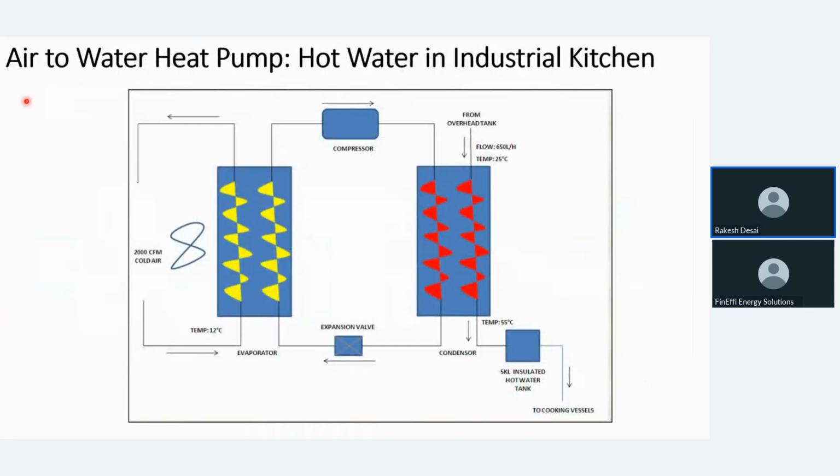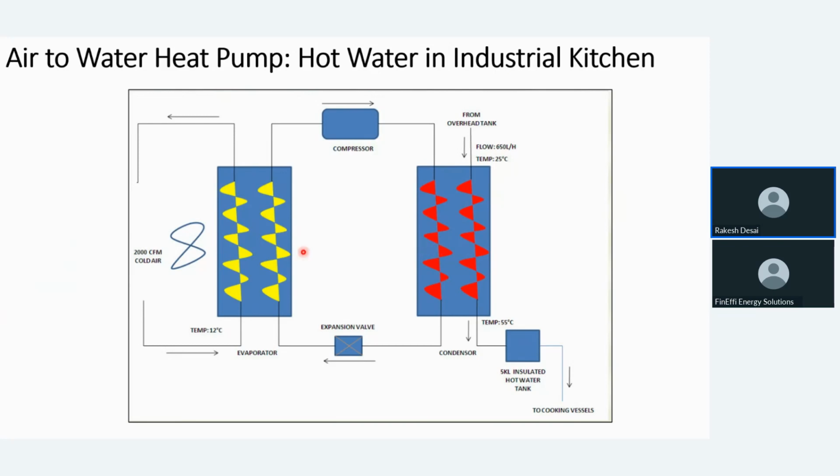Another way of using an air to water heat pump is hot water generation for the industrial kitchen. It was implemented in around 2012 in Mumbai. There is a kitchen in one of the large MNC organizations, and they were requiring hot water, and the hot water was generated by the electrical heater. So instead of that, this heat pump was proposed, in which 650 liter per hour of water was heated from 25 degree centigrade to 55 degree centigrade, and it was stored in an insulated hot water tank. And as per requirement, it was used for cooking vessels or for dishwashing purposes.